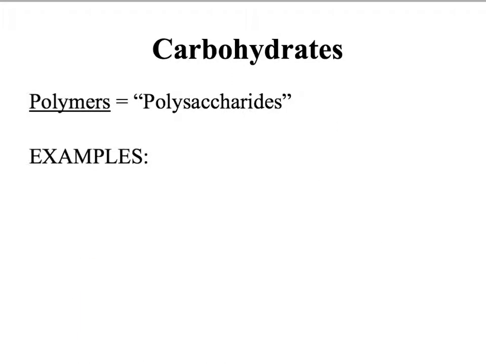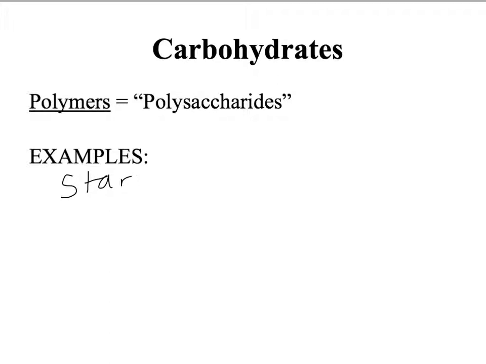The polymers for carbohydrates are called polysaccharides. Again, poly meaning many, saccharides meaning sugars. So when we put together a whole bunch of glucose or fructose or galactose molecules, we can build these polysaccharides. Just like we put the individual Lego blocks together to build the house, putting many of the monosaccharides together builds a polysaccharide. I'm going to go through 4 examples of polysaccharides with you.